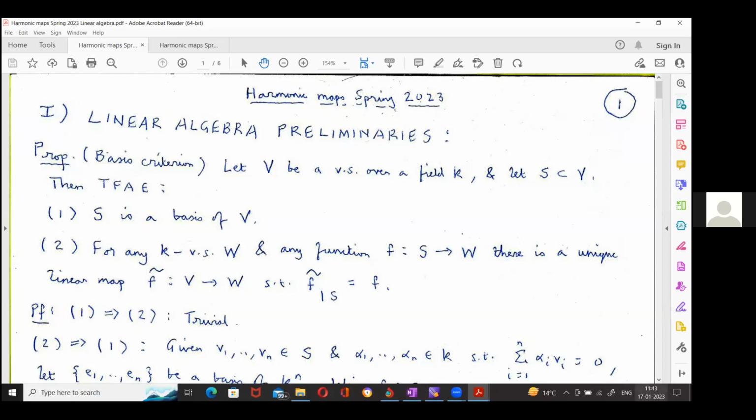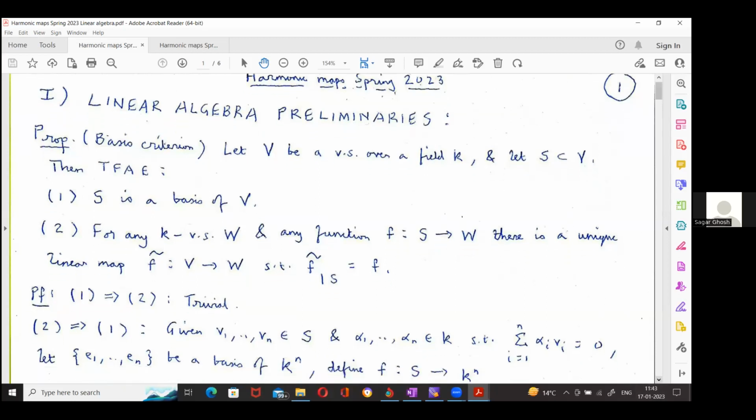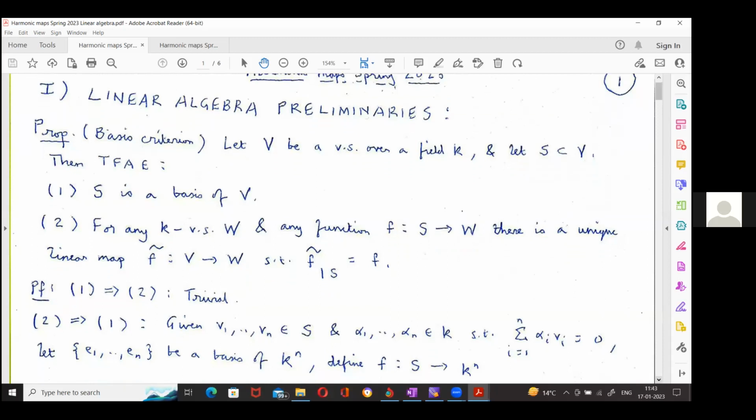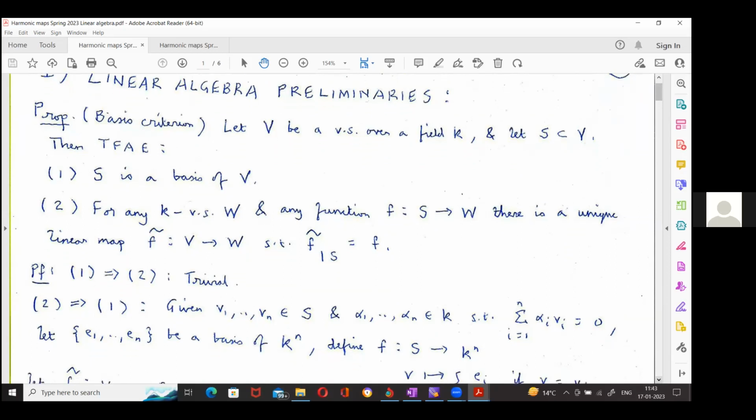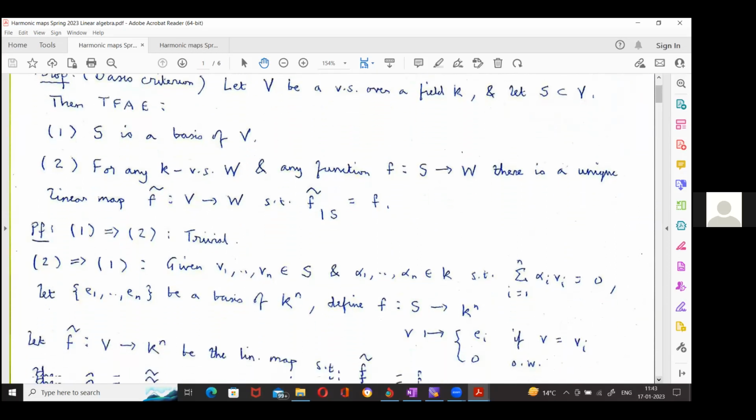Are you assuming finite dimension? No, not at all. It's a Hamel basis, with no finite dimensionality. Every vector space has a basis by Zorn's lemma. So there is no finite dimensionality here.